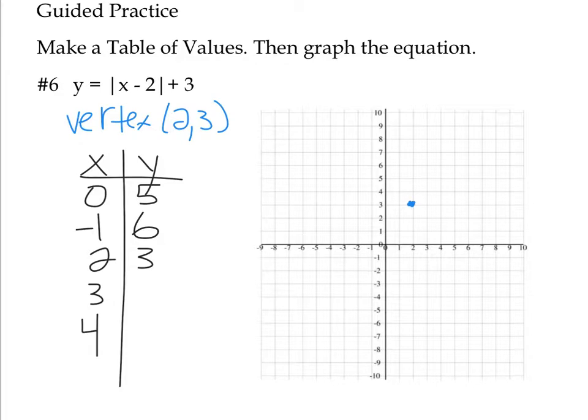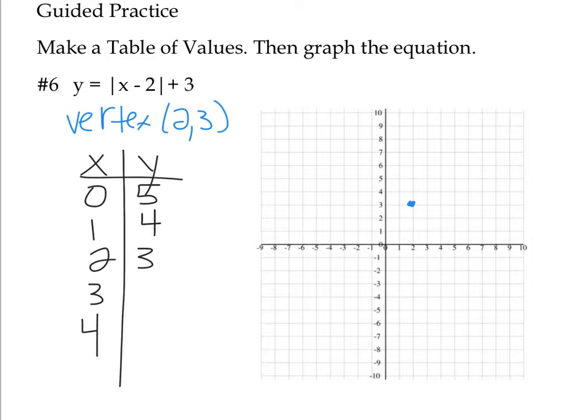Should have put in a +1. So let's change that to a +1. If we change that to +1, then I'm going to get 1 minus 2 is -1. The absolute value of that is 1, plus 3 is 4. So when I put in a 1, I'll get a 4. -1 would have been further over to the left than I wanted on my graph. I could graph that too, but I don't need to.